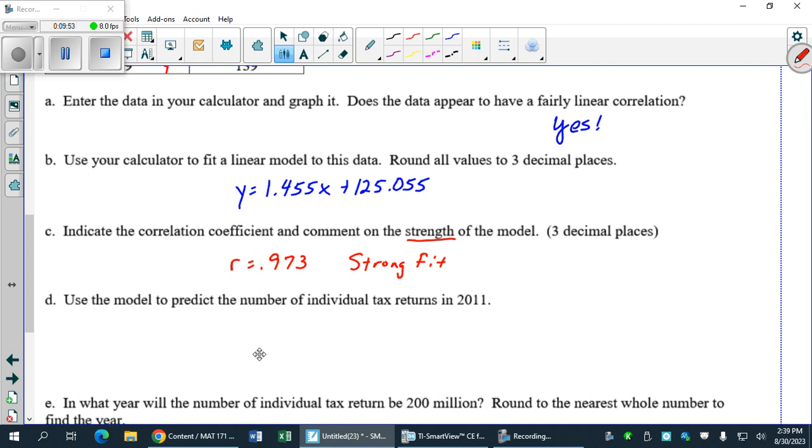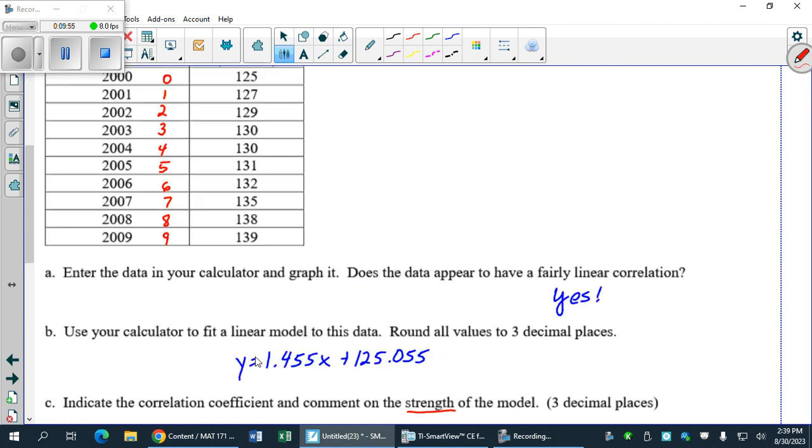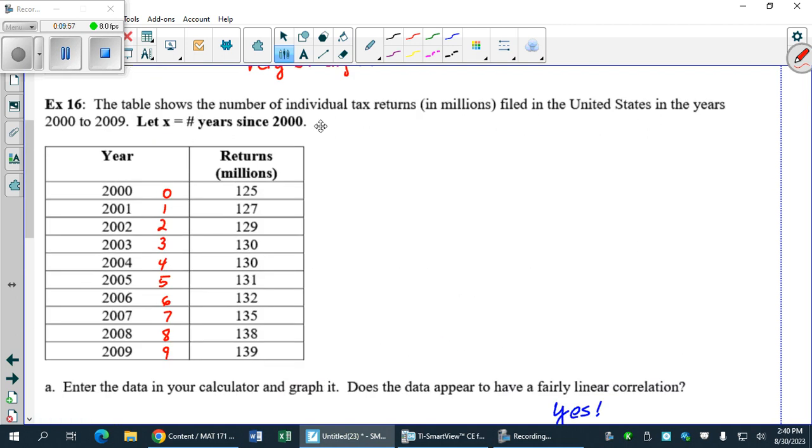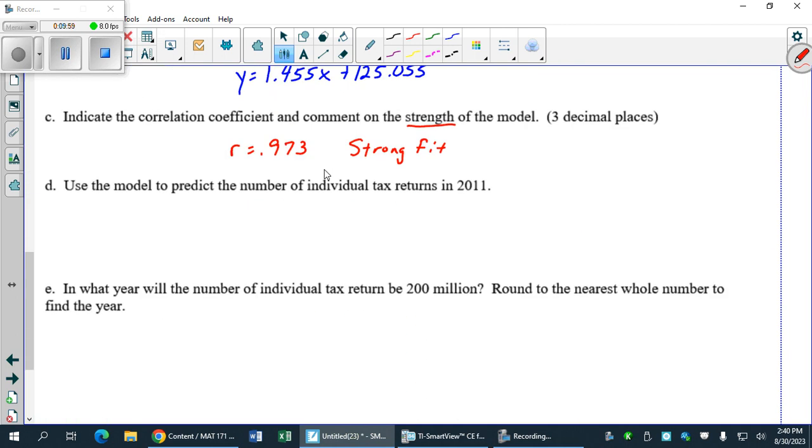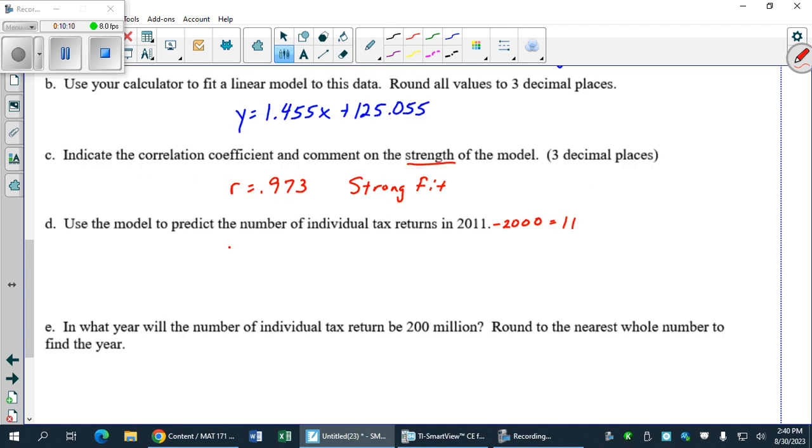So I can't plug 2011 into my equation because remember, X represents the number of years since 2000. So 2011 represents 11 years since 2000. So I'm going to let x equal 11. So in my equation then, in place of x in 1.455x, I'm putting in 11.